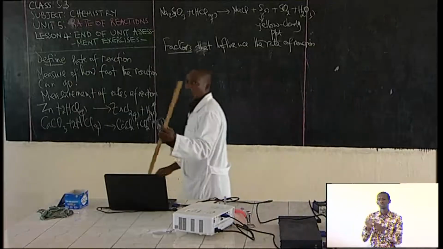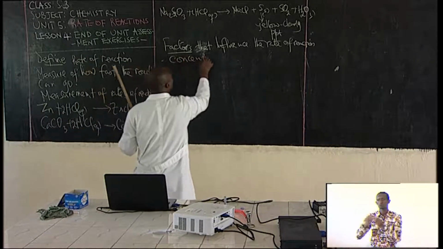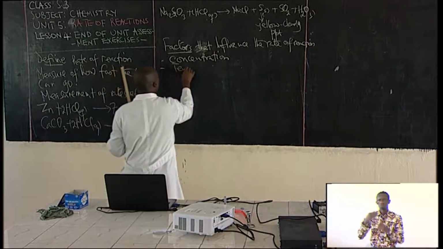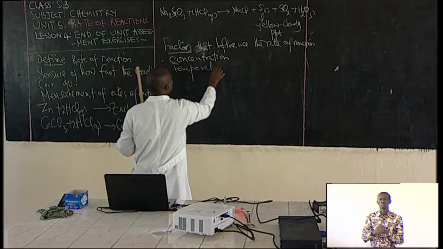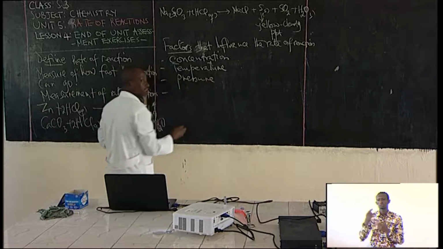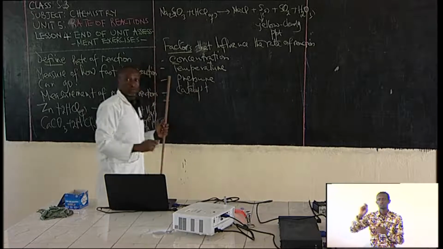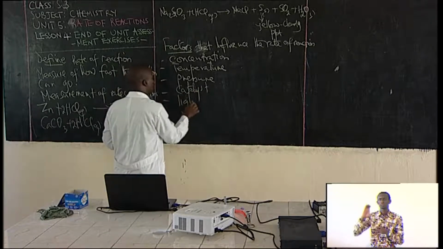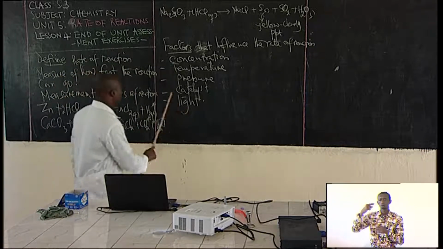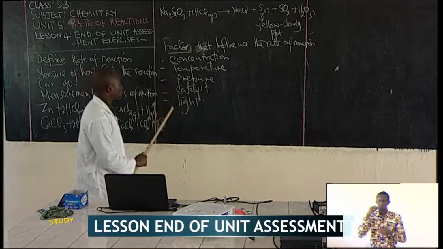And we mentioned a number of factors, if you remember very well. We had looked at the concentration in lesson 2. We had to look at the effect of the temperature, and we looked at the effect of pressure. We looked at the effect of the catalysts. And then we were supposed to look at the effect of light as well. Probably I had given even the homework for you to find the effect of light on this reaction.